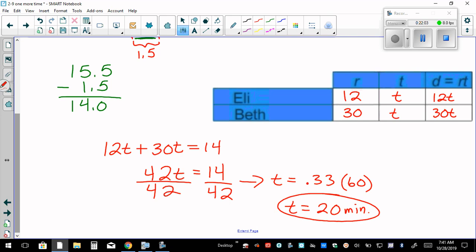Okay, so that's how to do weighted average problems. Go back, review some of those videos before your assignment, and good luck.